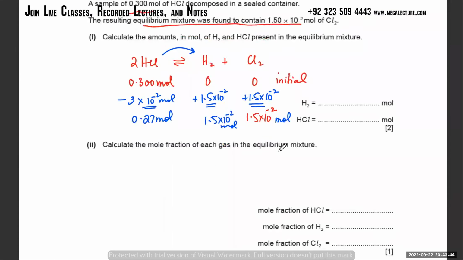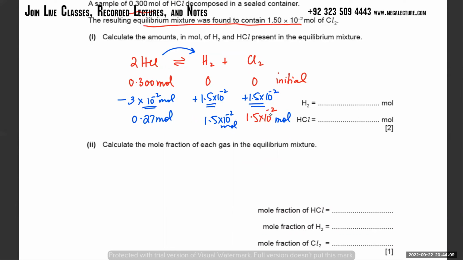Then next he's asking you to calculate the mole fraction. So that's easy. What is the mole fraction of HCl? What are the total moles you have? 0.27 and 0.015 and 0.015. I think the total moles are 0.3.